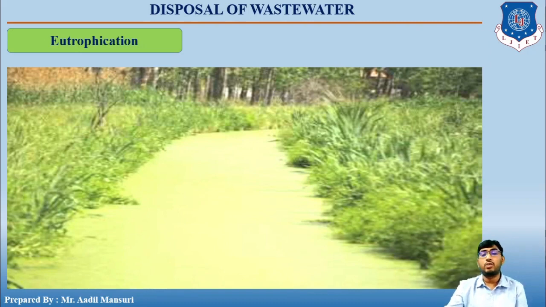So excessive algal growth will create a lot of problems like taste, odor, problems in oxygen diffusion in lower layer. Ultimately, the entire lake gets covered with the algae and it may become useless for other organisms. So this process is known as eutrophication.